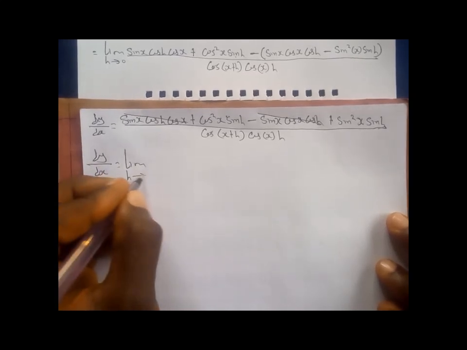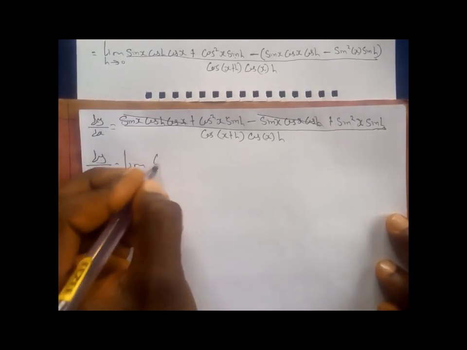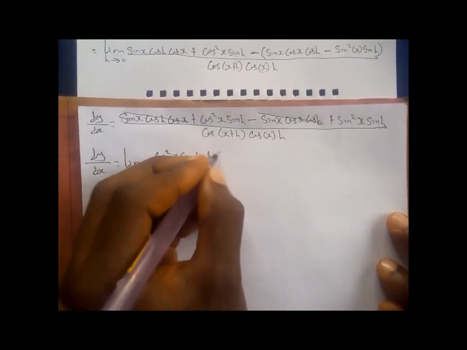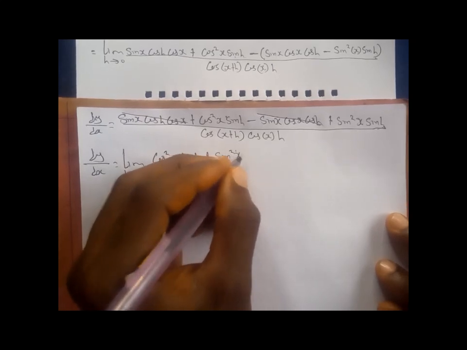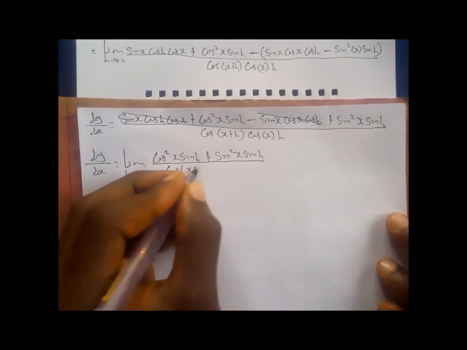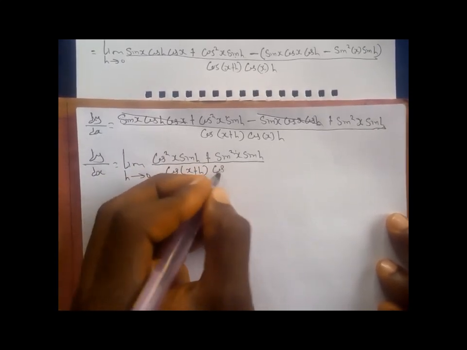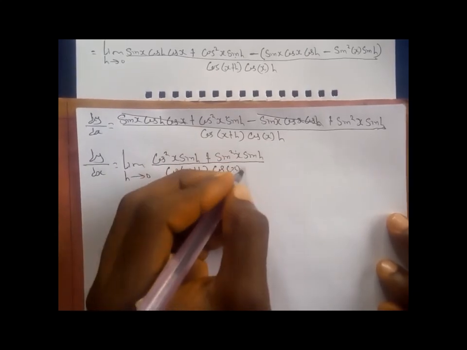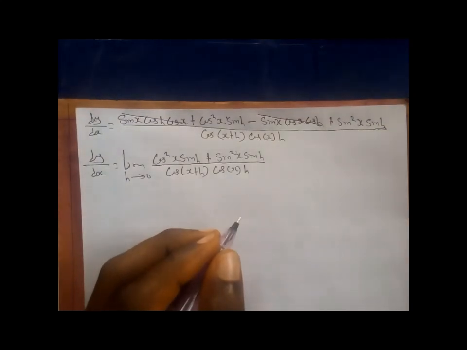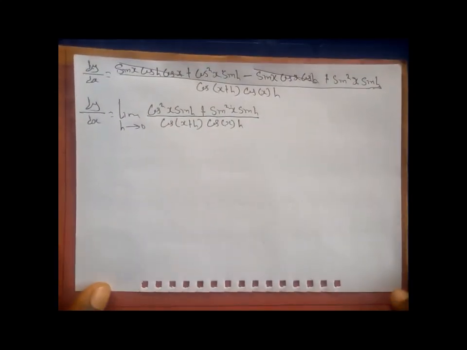Okay, I forgot the limit, so the limit is there. The limit as h approaches 0. All right, then we have cos squared x sin h, then plus sin squared x sin h. Then we have the division of cos(x plus h), then multiplied by cos x times h. Perfect. Now we are through with this. I can get rid of it and move forward a little bit.